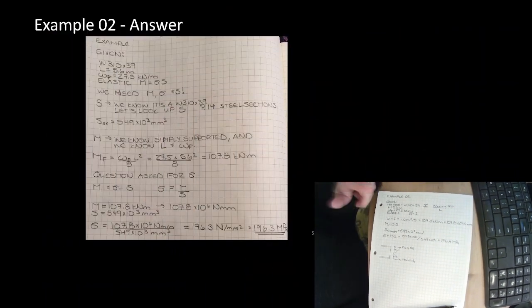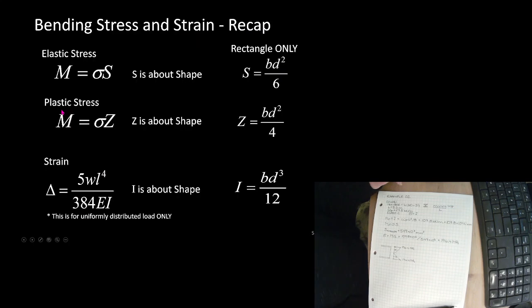Okay, so this has been solved here for you. All right, so here's a little recap. Elastic stress is M equals stress times S. S is all about the shape. For just a rectangle, S equals BD squared divided by 6. If we allow plastic stress, which is only on certain materials and only at certain times, it's M equals stress times Z. And Z is just a different shape property. We derived it for a rectangle.